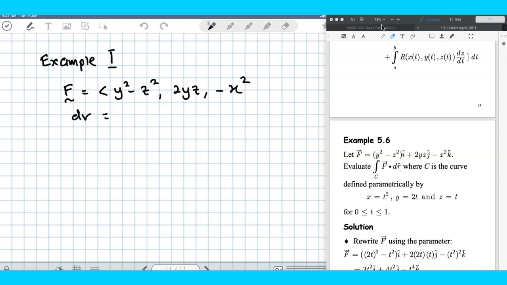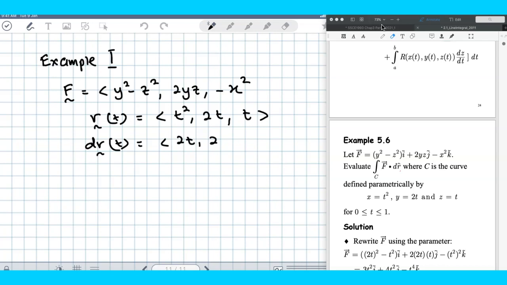dr is, so maybe your r is t squared, 2t, and t. Okay, so dr means you have to differentiate: 2t, 2, 1 dt.